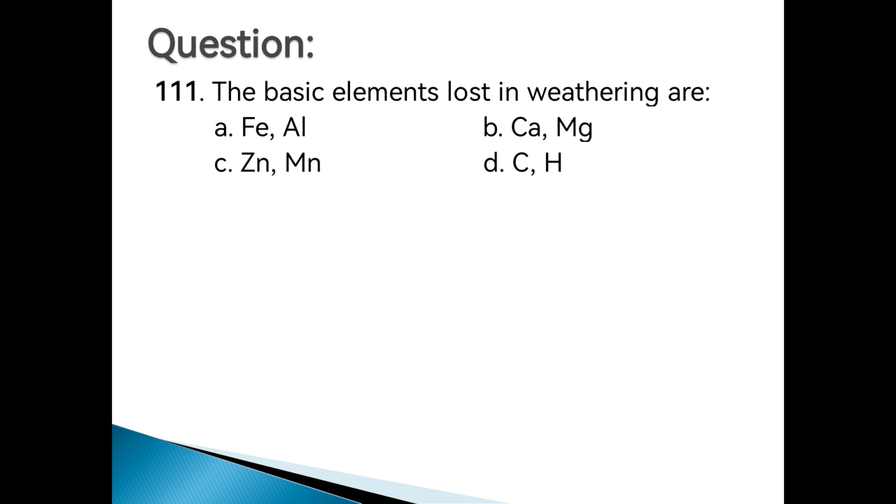111. The basic elements lost in weathering are A. Iron, aluminum, B. Calcium, magnesium, C. Zinc, manganese, D. Carbon, hydrogen. The correct answer is B. Calcium, magnesium.